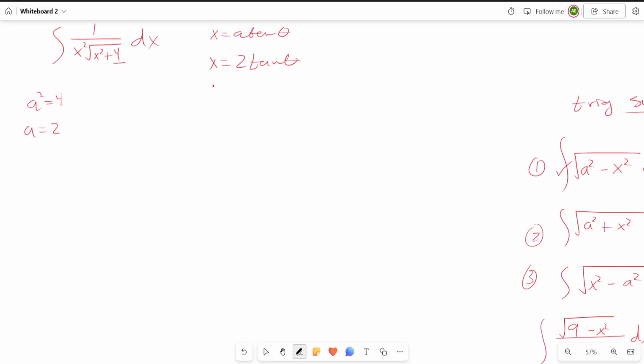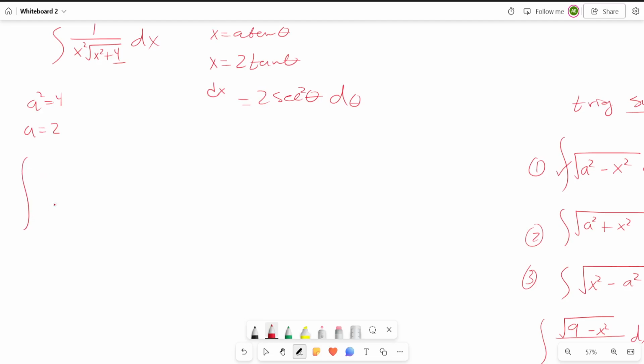And the second step is to differentiate that. So dx by d theta is equal to, we know that the differentiation of tan is basically secant squared theta. So this is going to be 2 secant squared theta. Making my dx, I'm just going to multiply d theta on both sides. So this is my dx right now, and I'm ready to substitute everything.